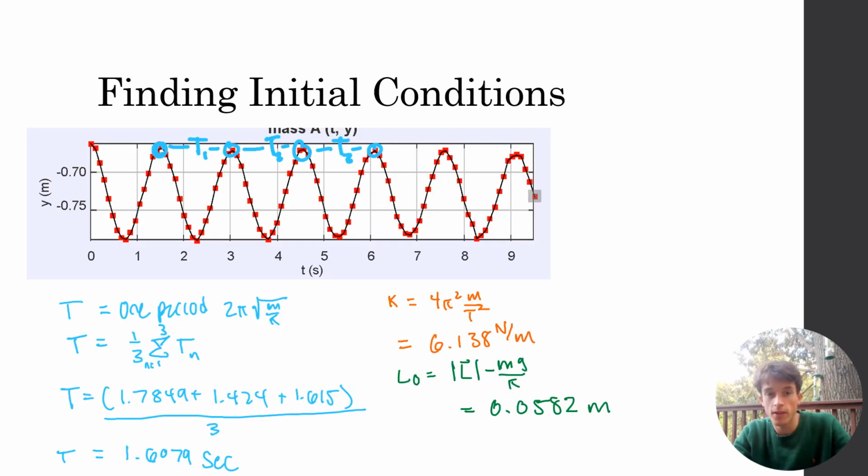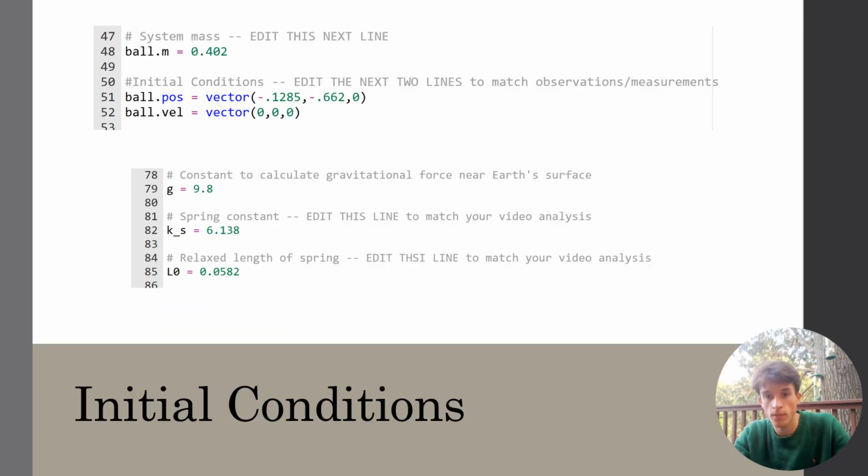We use that video to find the initial conditions such as the period, which is derived using these formulas, and we found 1.6079 seconds. We also found the spring force constant and the initial length of the spring. I then put these conditions into the GlowScript code, as you can see here. Probably the biggest mistake was putting the ball's initial velocity as 0, 0, 0.